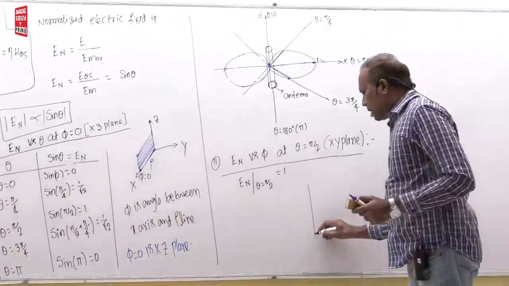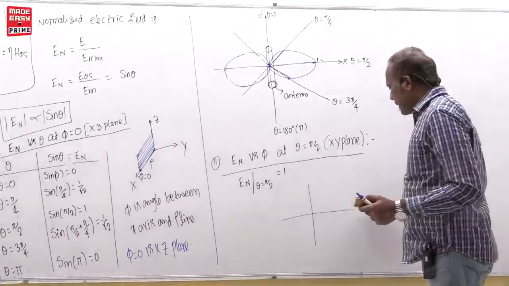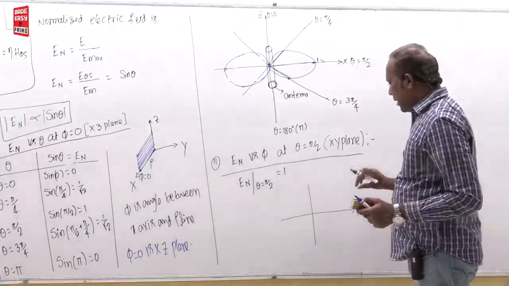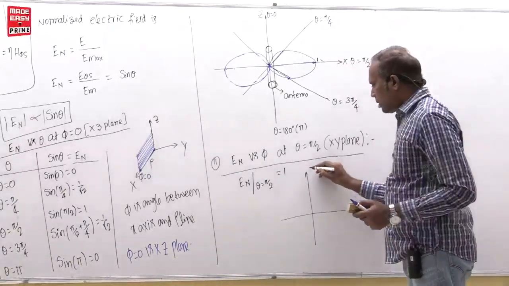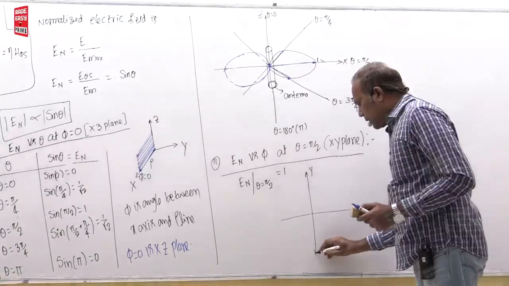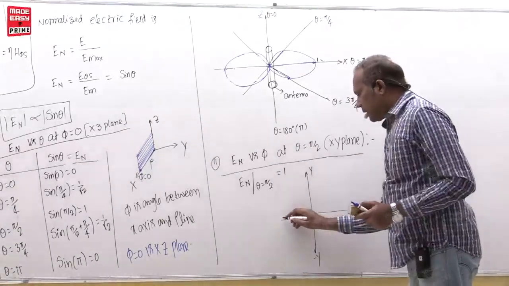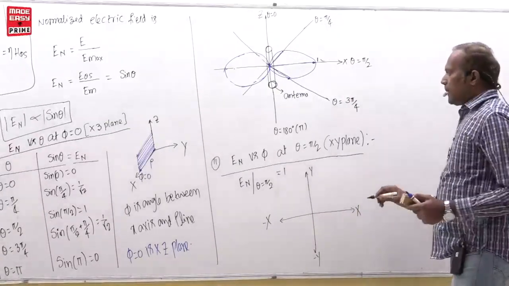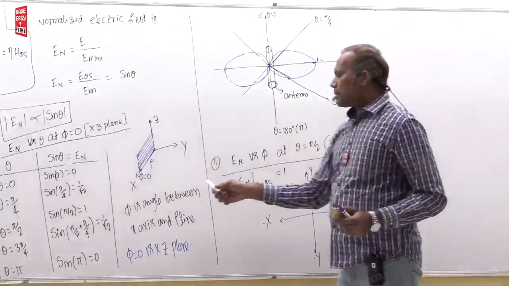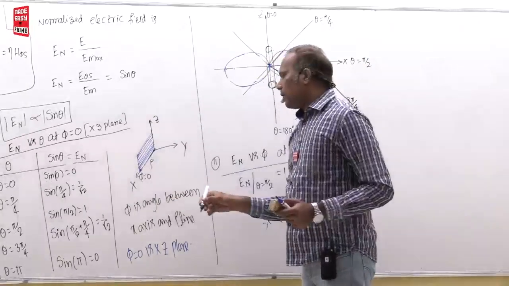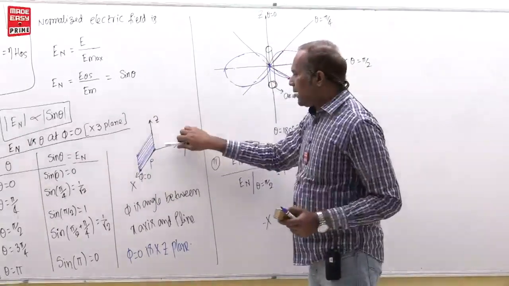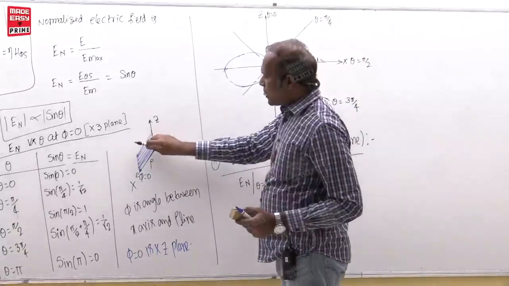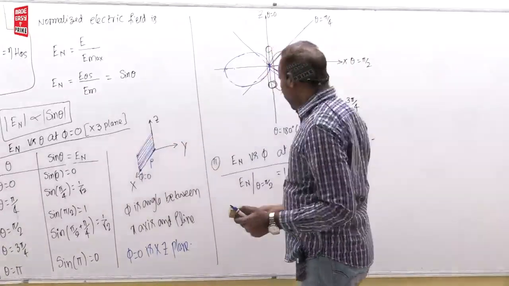For the xy plane, this is the x-axis, students. And this one is y, this one is minus y, and this is minus x. The angle between the x-axis and rho is 0, then on the y-axis it is 90, then opposite to the x-axis that is 180, opposite to the y-axis 270, again 360.